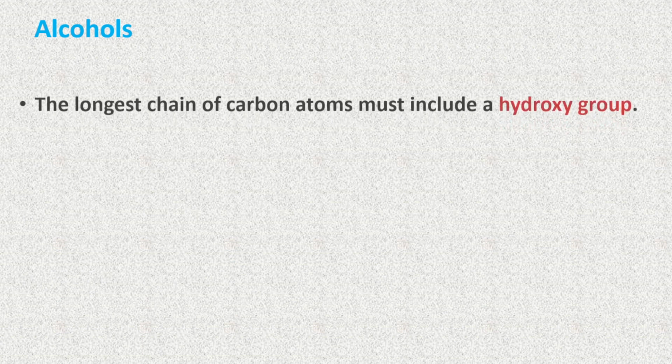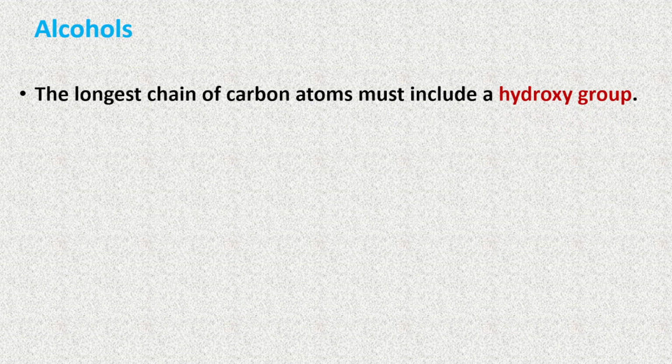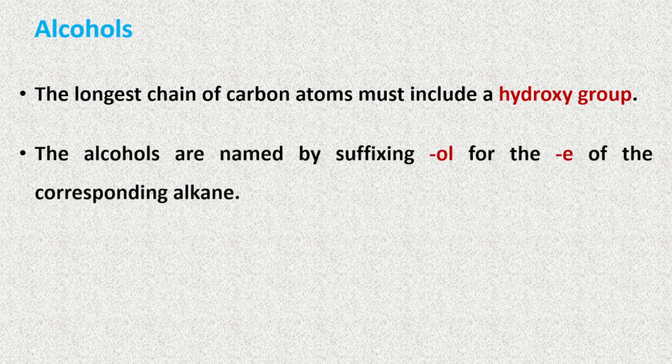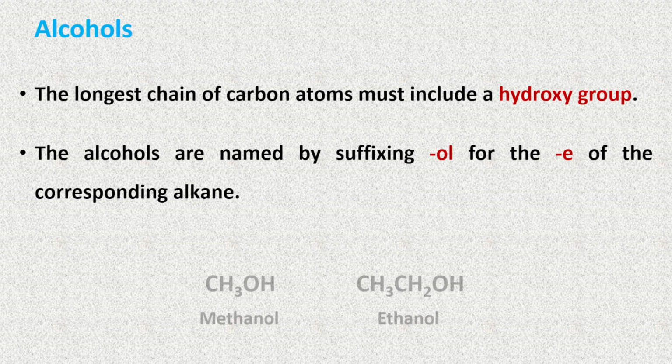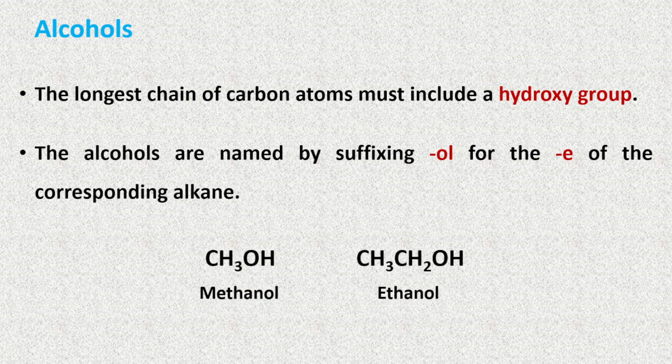Okay, next is alcohol. The longest chain of carbon atoms must include a hydroxy group, and these compounds are named by adding the suffix -ol in place of the e of the corresponding alkane. For example, CH3OH, it is methanol, CH3CH2OH, ethanol.